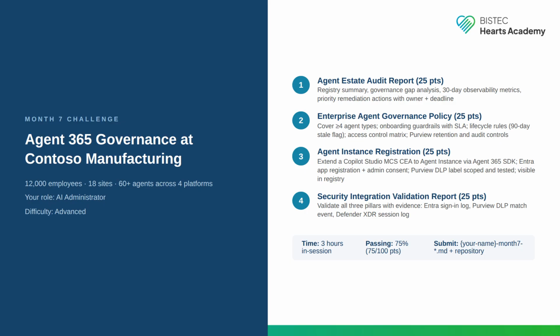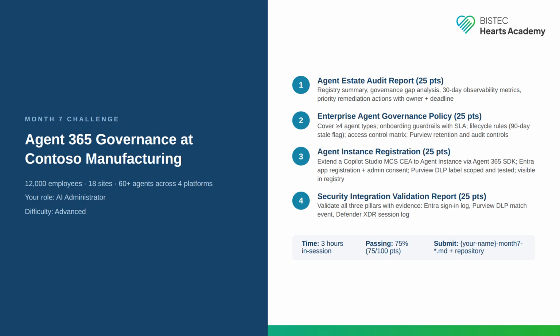Deliverable 2 is the Enterprise Agent Governance Policy. The policy must cover at least 4 agent types. It must include onboarding guardrails with a defined service level agreement for approval turnaround, lifecycle rules including the 90-day stale agent flag, an access control matrix defining what each agent type can access, and Purview retention and audit controls.